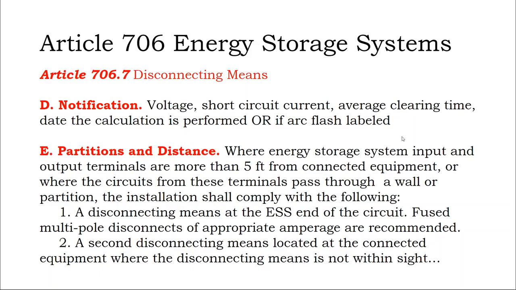And so we got some labeling requirements, such as the clearing time of that electricity coming out of the battery conductors. So when you disconnect the battery conductors and you measure their voltage, how long does it take for them to drain to ground? We say when a storage system is more than 5 feet from its connected equipment, or if they pass through a wall or a partition, you need to have a disconnecting means at the end of the circuit.